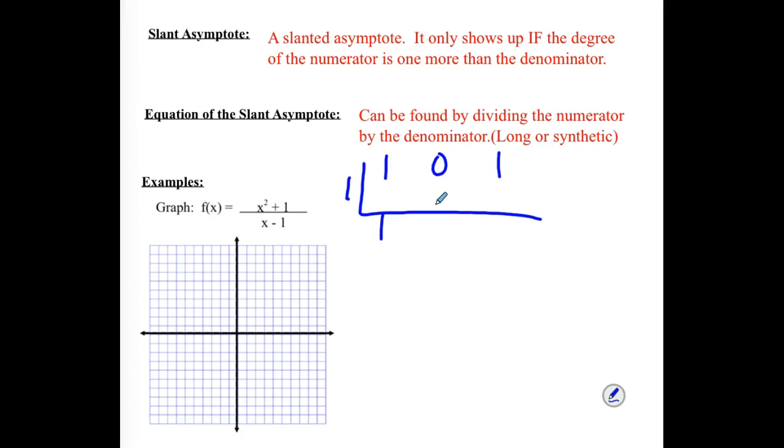We multiply. 1 times 1 is 1. And then we add our column. Repeat it. 1 times 1 is 1. Adding the column gets us a 2. That 2 is what? That's the remainder. So again, ignore the 2. Okay? We don't have to worry about the remainder. What's the other piece that's left over? An x plus 1. All right, so our slant asymptote is y equals 1x plus 1.